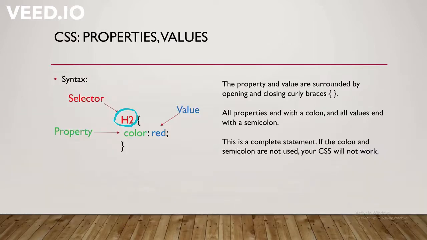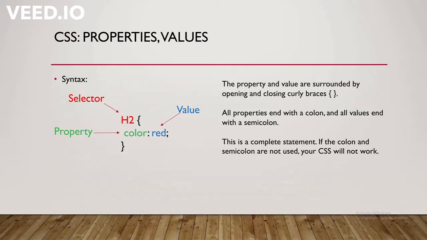Let's talk about CSS properties and values. I've made some highlighting here to show you the syntax for this. And remember, syntax is how we are forced to write our code. You might recognize this here. This is an H2, a heading 2, and then we have an opening curly brace and a closing curly brace. In between the curly braces, we write our properties and our values. In this case, we're setting the text color to red.